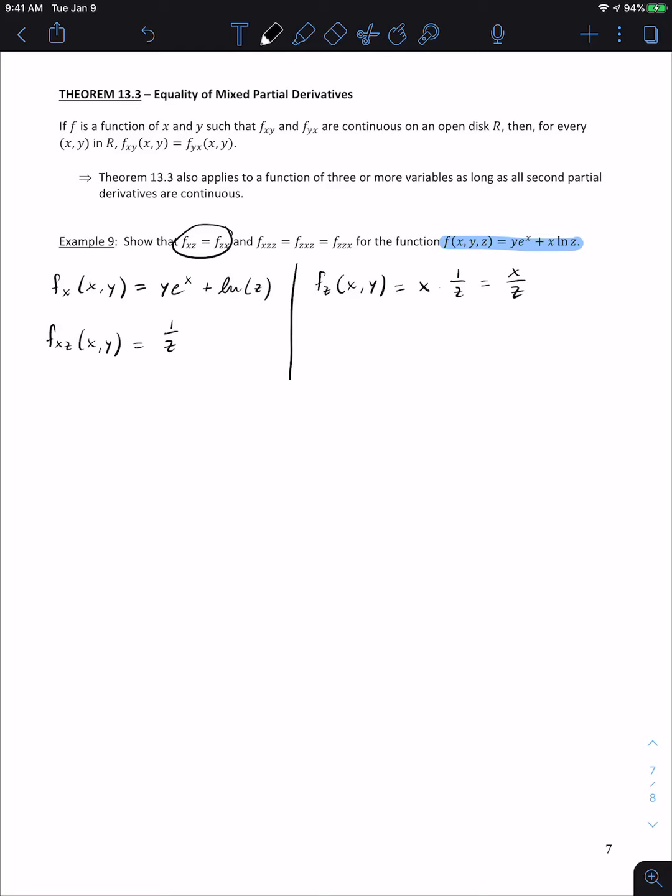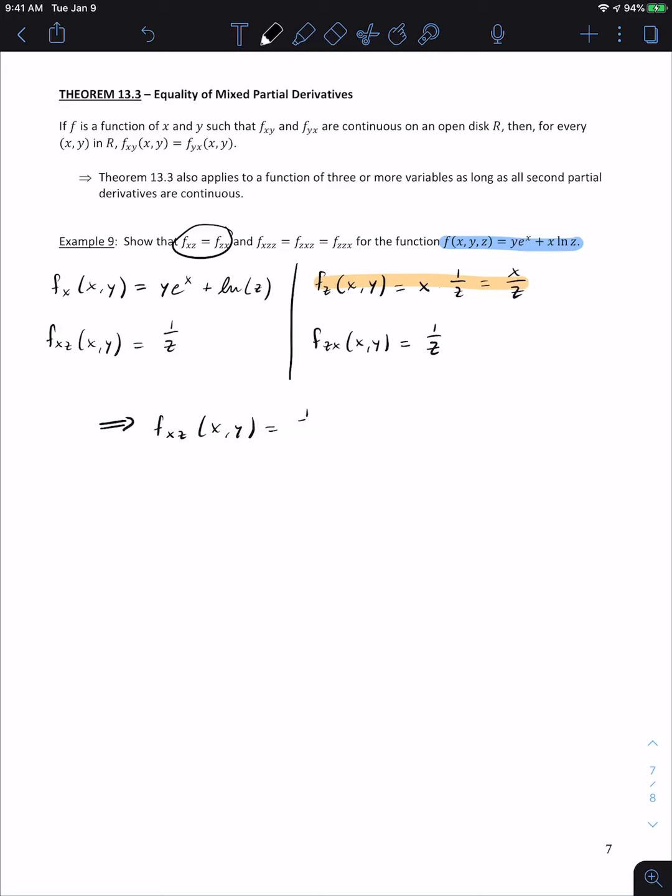So now I want to find f sub zx. In other words, I look at the partial derivative with respect to z, which is right here, and now I take the partial derivative with respect to x of that. So look at the orange function here, and I take the derivative with respect to x. Well, that means the 1 over z is like a constant for the x variable, so my partial derivative would be 1 over z.